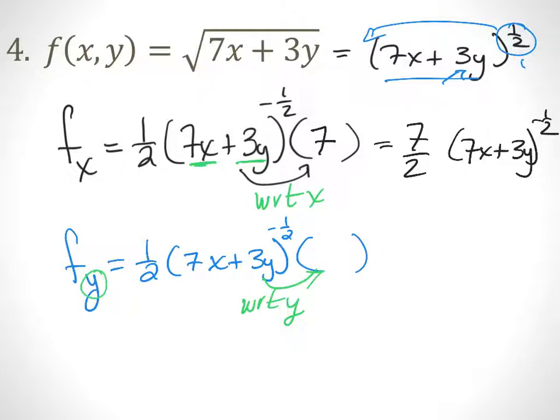And 7x has a derivative of 0 because x is a number. 3y has a derivative of 3. We can go ahead and rewrite that. Gather the 3 out front. And you're done.